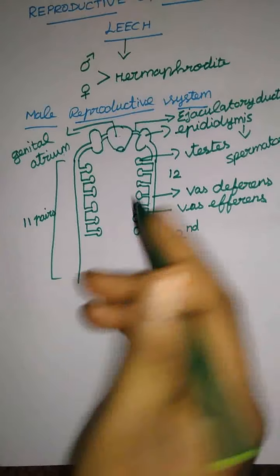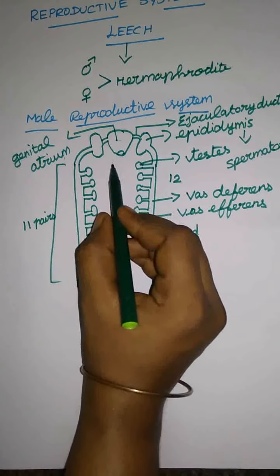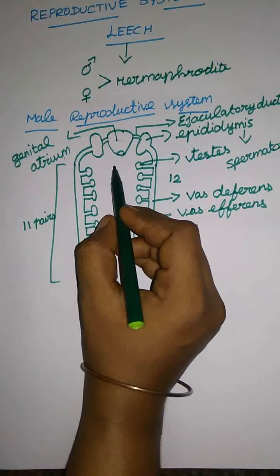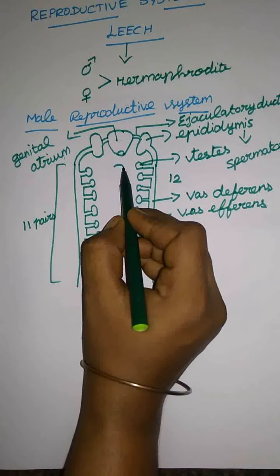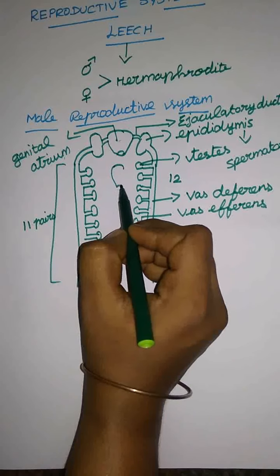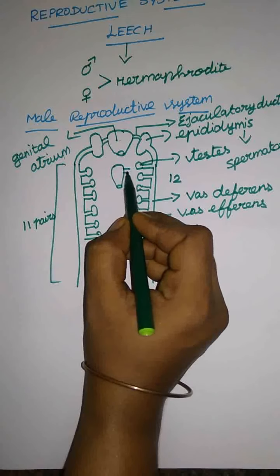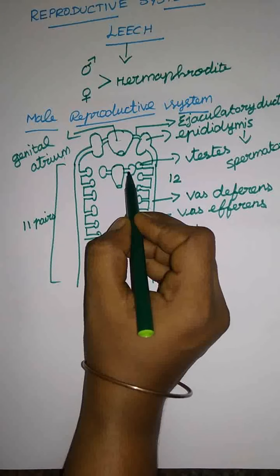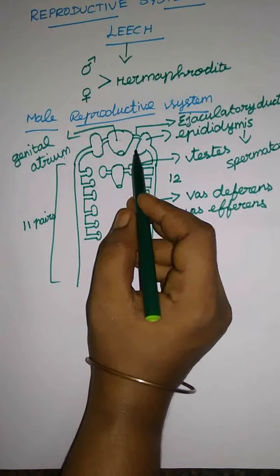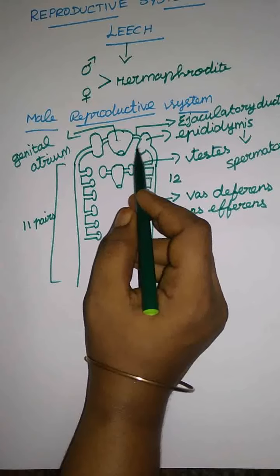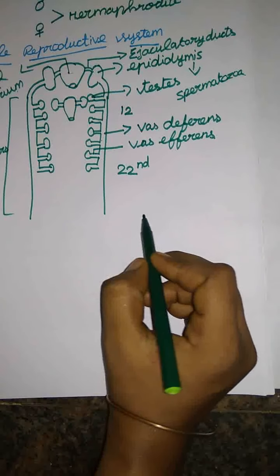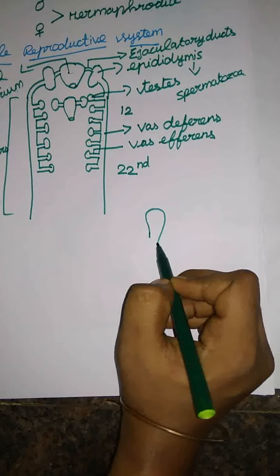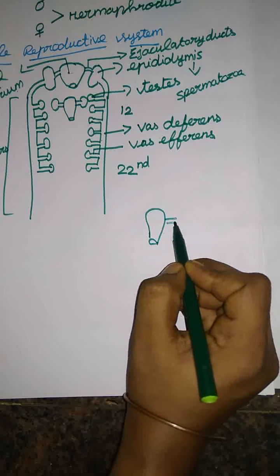Let me move on to the female reproductive system. Here the female reproductive system is present just below the male reproductive system. Just imagine this is the female reproductive system. We already said that it is present in the 11th segment, and the male reproductive system is present in the 10th segment. Let me draw it here. This is the female reproductive system.